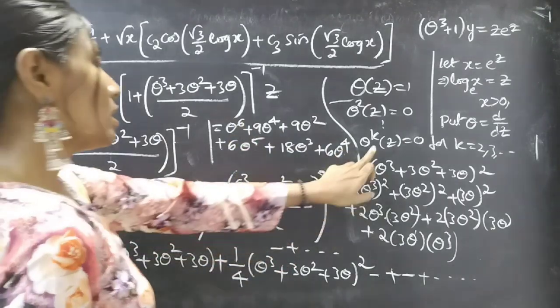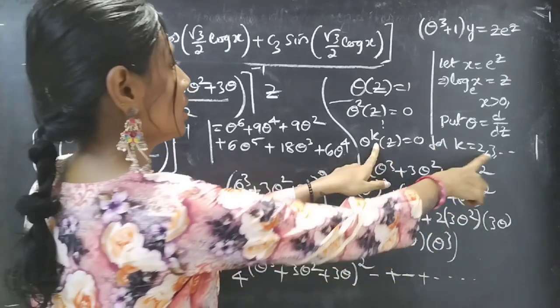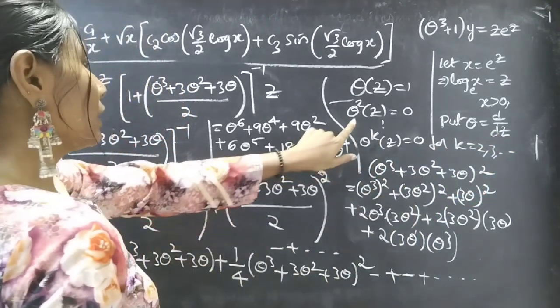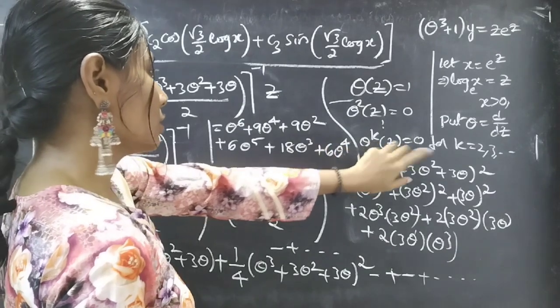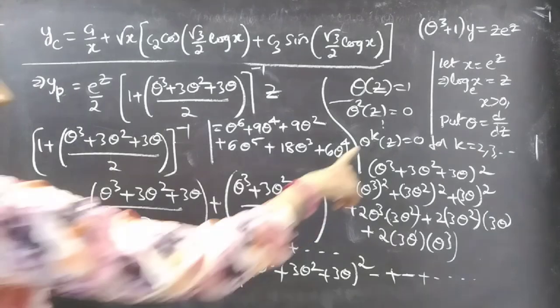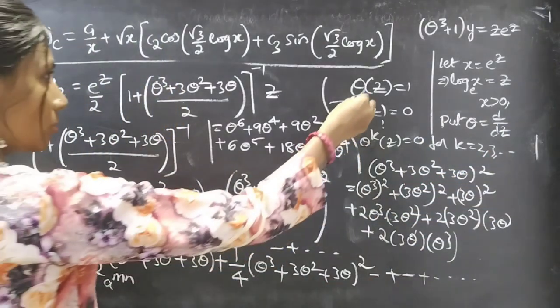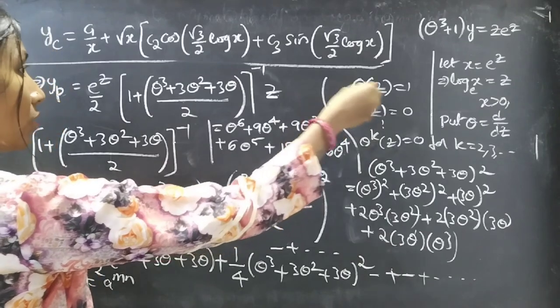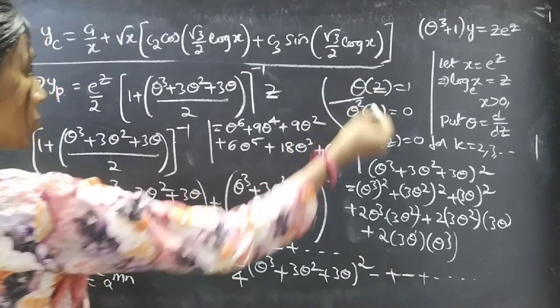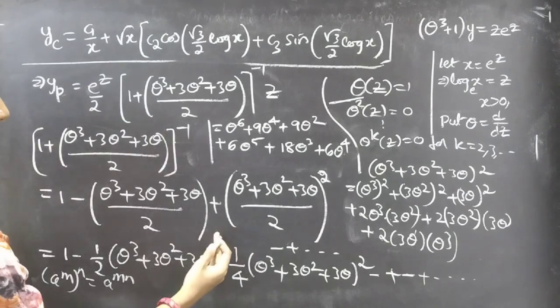Since we know that theta power k of z is 0 for k equal to 2, 3 and so on, because the higher derivatives of z, that is derivative of z, is 0 for k equal to 2, 3 and so on, higher derivatives from theta square onward are 0. So we can neglect all the terms from here.